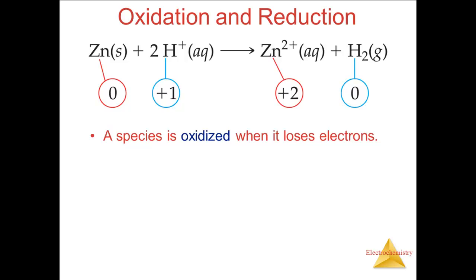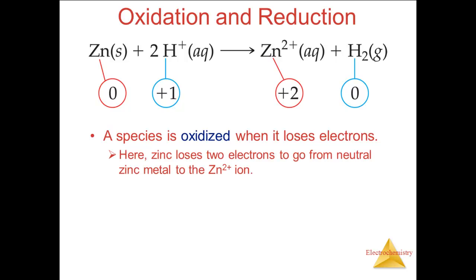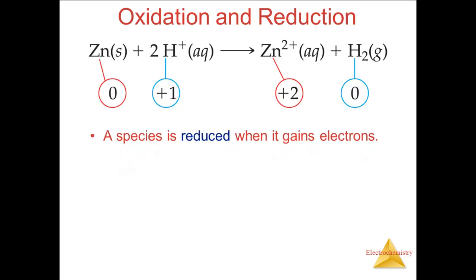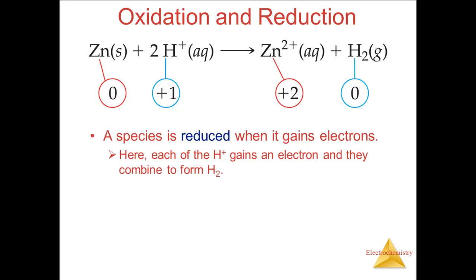A species is oxidized when it loses one or more electrons. That is, oxidation is the loss of electrons, or the increase in the oxidation number. In this case, zinc's oxidation number increases from 0 to +2 as it loses 2 electrons. A species is reduced if it gains one or more electrons. That is, reduction is the gain of electrons, or the decrease in oxidation number. In this case, hydrogen is reduced because its oxidation number goes down from +1 to 0 as it gains electrons.